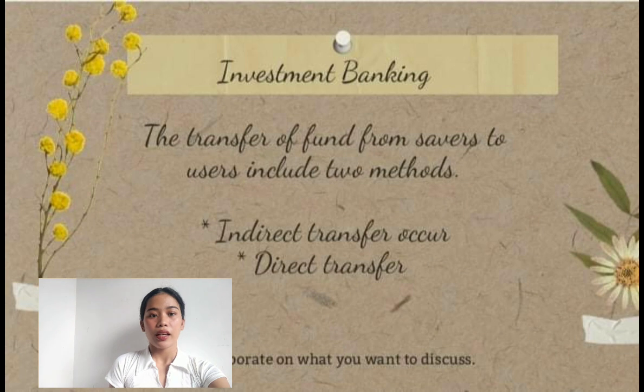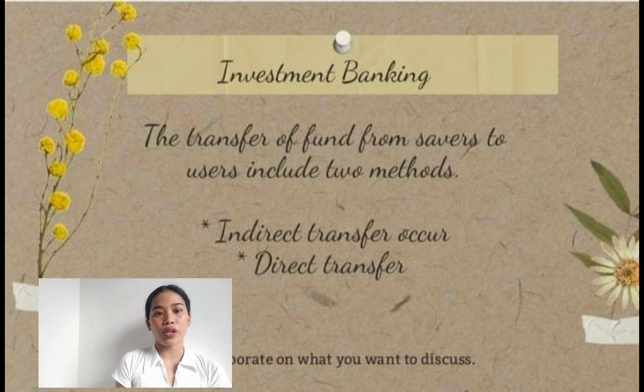Investment banking. The transfer of funds from savers to users includes two methods, the indirect transfer and direct transfer. Indirect transfer occurs through a financial intermediary such as a bank, where an individual lends funds to the bank, which in turn lends to the ultimate borrower. Direct transfer is the selling of securities to investors in the primary market.